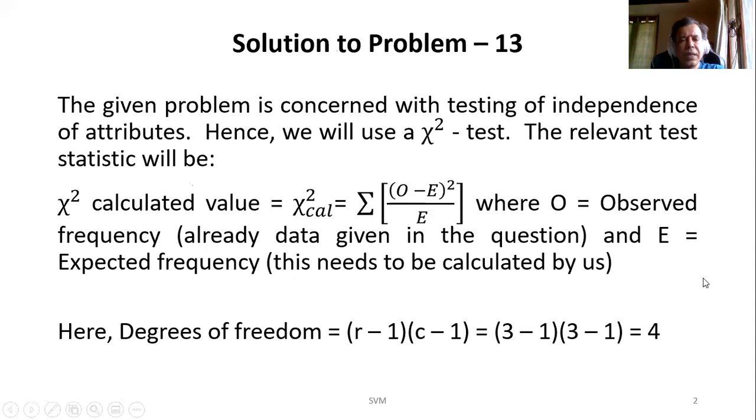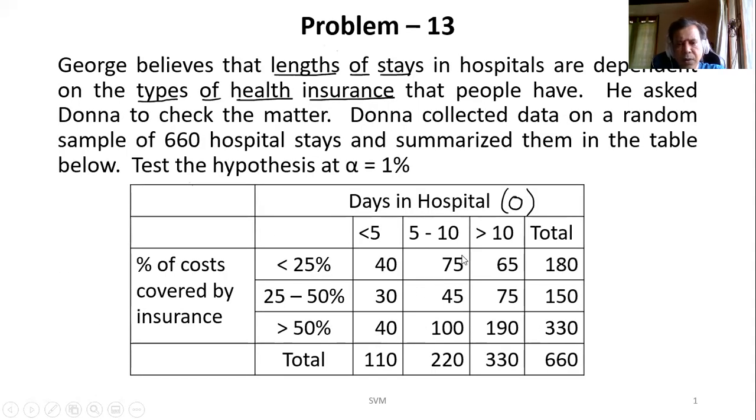So here, whatever table we have, we call this a contingency table. This table is a contingency table having 3 rows and 3 columns. So it is a contingency table of order 3 by 3, means 3 rows and 3 columns.